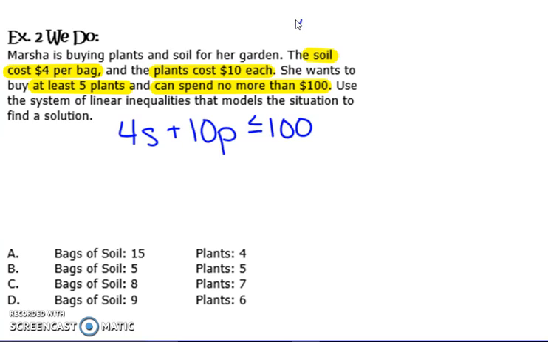Now, if we look at this problem, it also tells us that she wants to buy at least 5 plants. So that means plants has to be greater than or equal to 5. Now, we're not going to add it to the soil because it doesn't say how much soil she definitely needs.